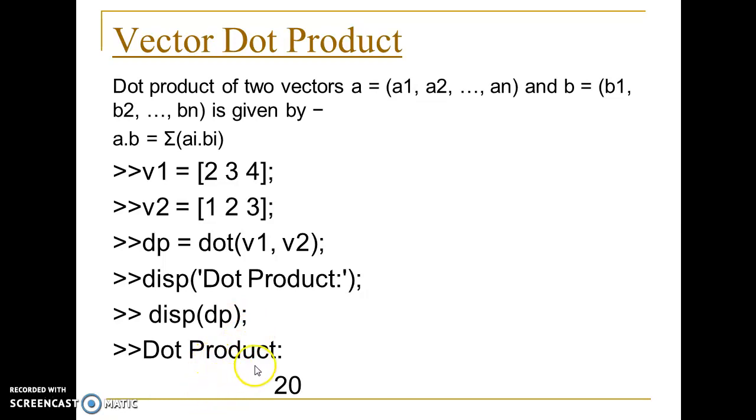Hence the dot product is 20, which is nothing but V1(1) multiplied with V2(1), so 2 into 1 is 2, plus V1(2) multiplied with V2(2), that is 3 into 2, 6, plus V1(3) into V2(3), that is 4 into 3, 12. So the answer is 2 plus 6 plus 12, that is equal to 20. Hence the dot product of V1 and V2 is 20, a scalar quantity.